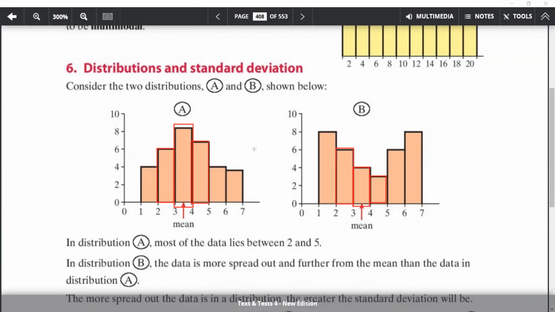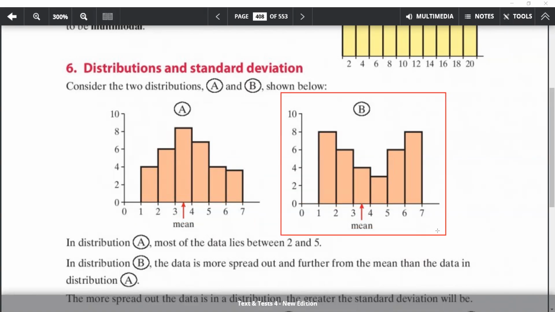data sets look like the range is probably the same for both of them, it's between 1 and 7. These are the values here that we're looking at. Even though the range will be the same, the standard deviation is going to be an awful lot higher in this second diagram B here, because more data is further from the mean. Okay, so I think we'll jump in and look at some questions now.